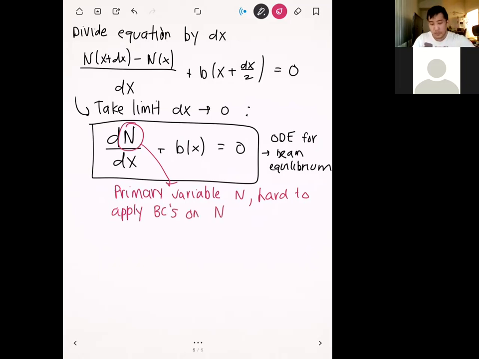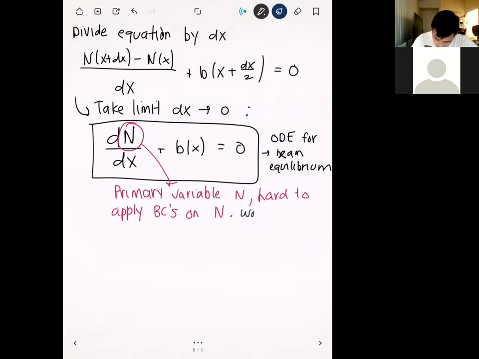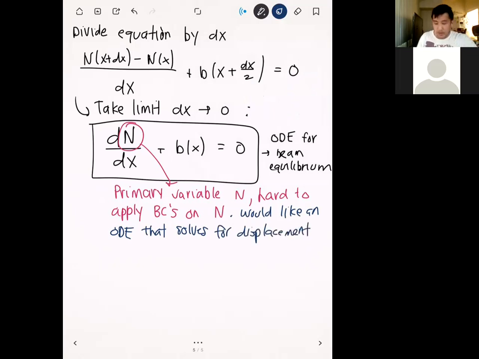Okay. And so let's work on this a little bit more so that we can obtain a differential equation in terms of displacement. Displacement is really nice because a lot of our boundary conditions are in terms of displacement, right? Okay, so let's work on this a bit.